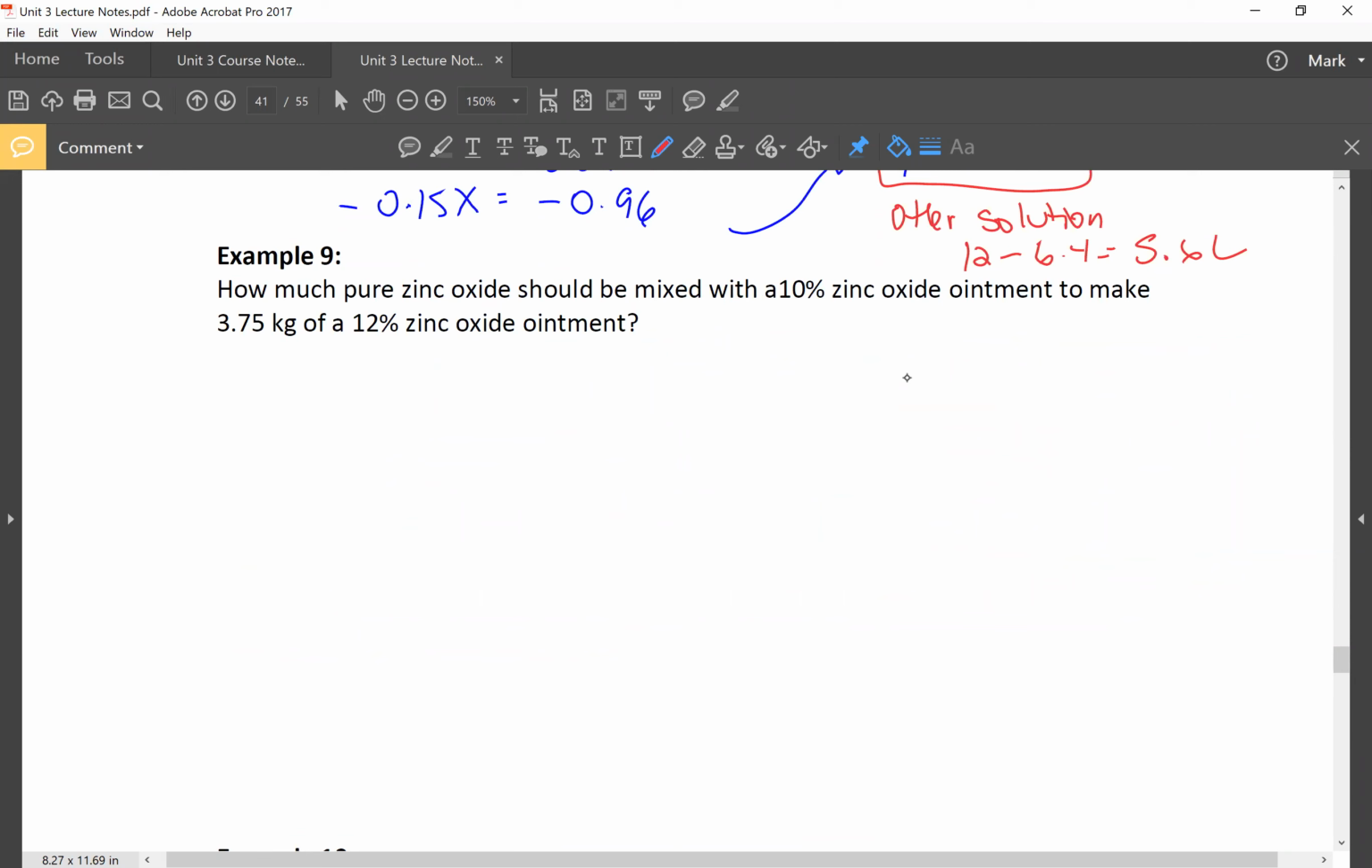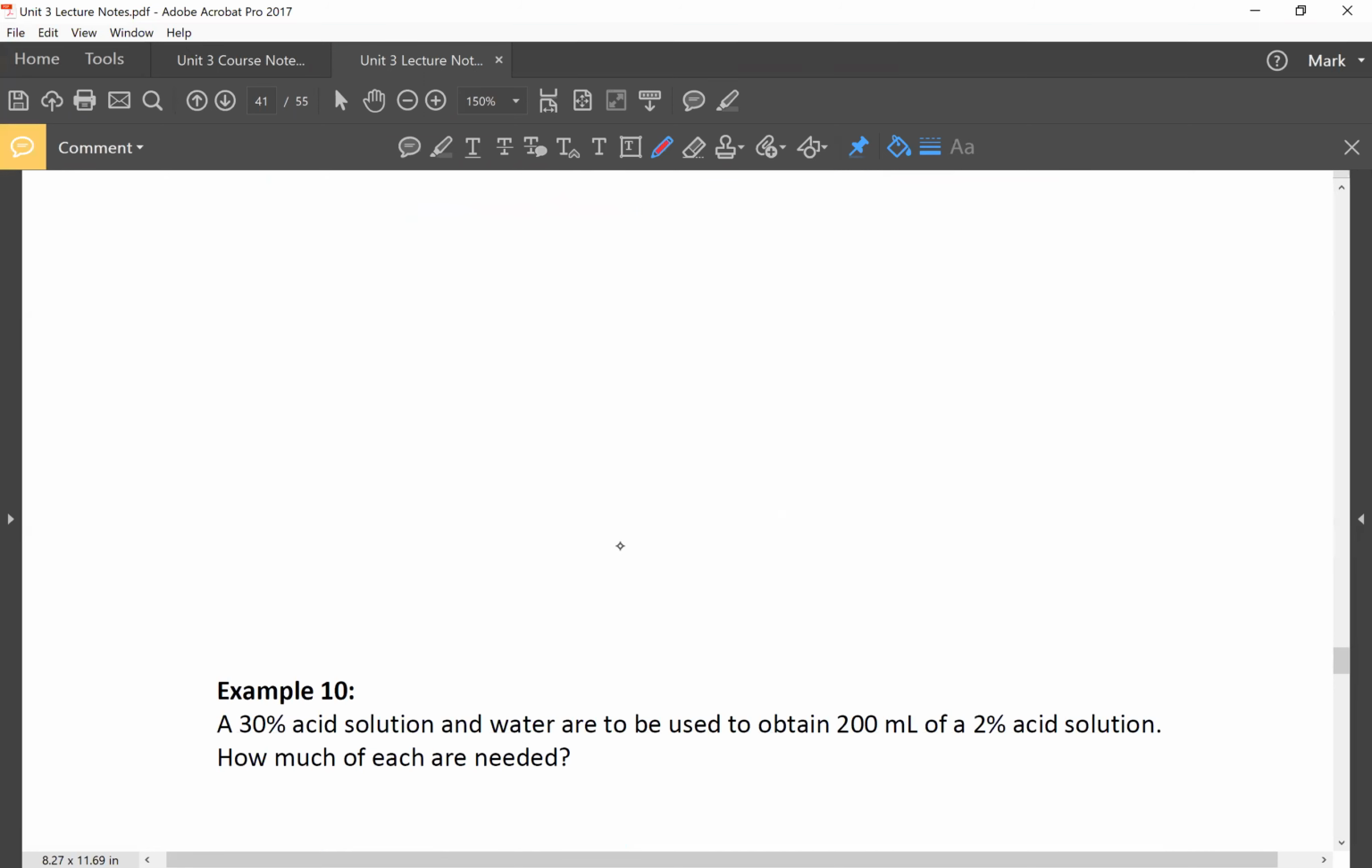Okay, this is an interesting one. How much pure zinc oxide should be mixed with a 10% zinc oxide solution to make 3.75 kilograms of a 12% zinc oxide ointment? Okay, so it doesn't really say here, but we're going to assume the percentages are by weight. I think that's kind of a typo in the question.